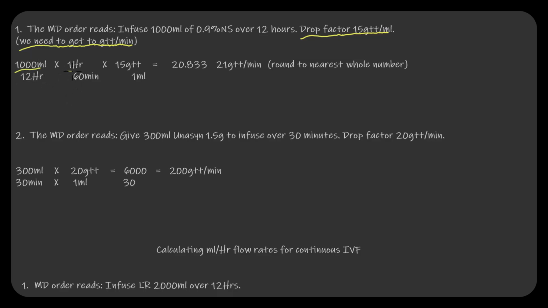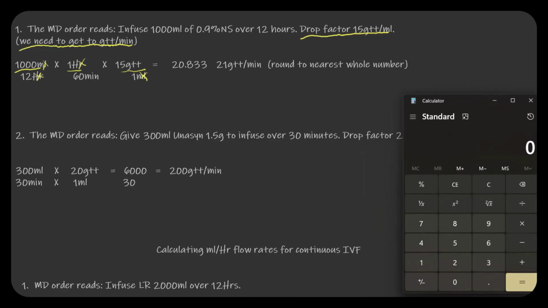So the order reads infuse 1,000 mLs of normal saline over 12 hours. I've set up the problem 1,000 over 12 hours. We have our conversion factor 1 hour is equal to 60 minutes times our drop factor, 15 drops over 1 mL. Our hours cancel and our mLs cancel, and we are left with drops per minute.